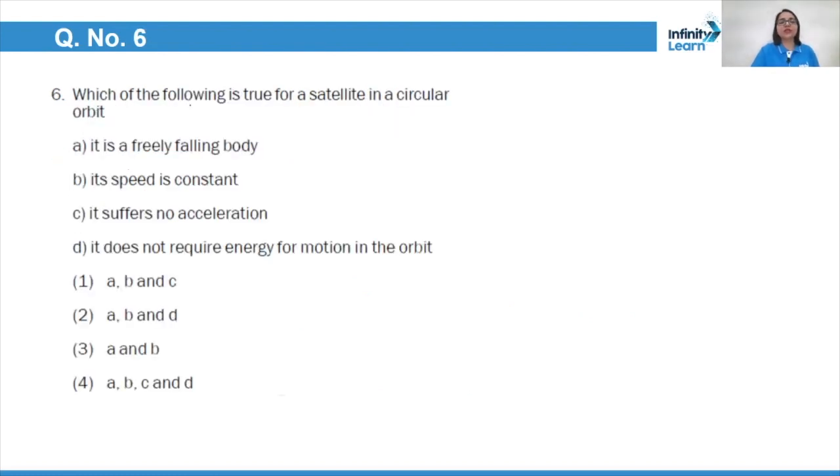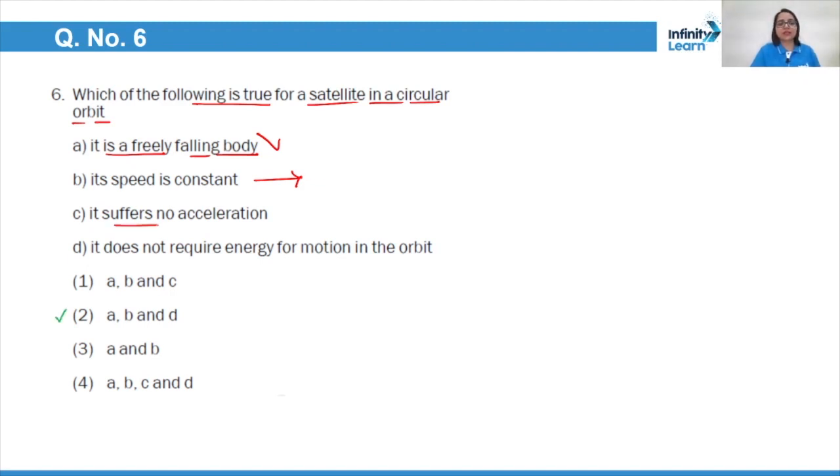Question number 6. Which of the following is true for a satellite in circular orbit? It is a freely falling body. Yes. Satellite performs its motion under the gravitational force. Gravitational force is responsible for providing centripetal acceleration, right? So yes, it is a freely falling body. Its speed is constant. Yes, it performs circular motion with the help of centripetal force G m1 m2 upon r square. So no tangential force is there, so its speed is constant.